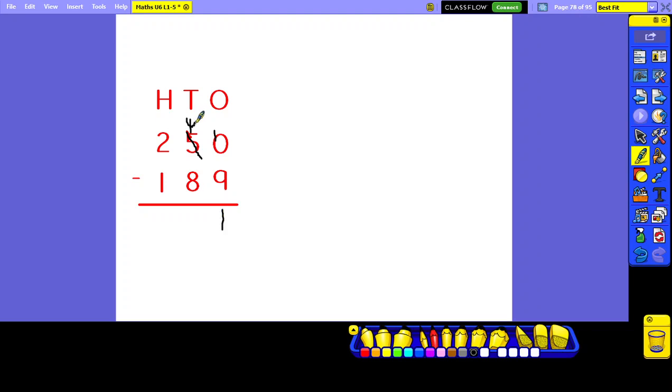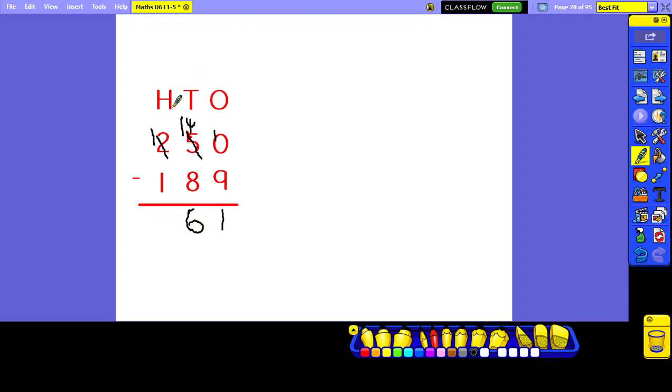Now I've got 4 in my tens column and I need to take away my 8s. Now I can't do that. So I'm going to need to exchange again and borrow 100 from the hundreds column and make this number 140, because I've got 14 tens in my tens column. 14 take away 8 is 6.